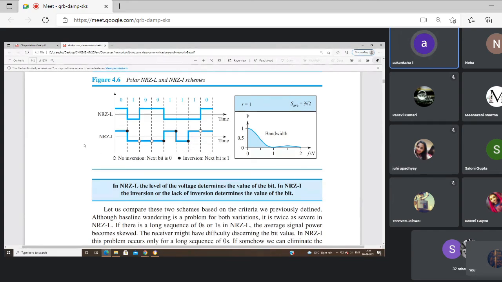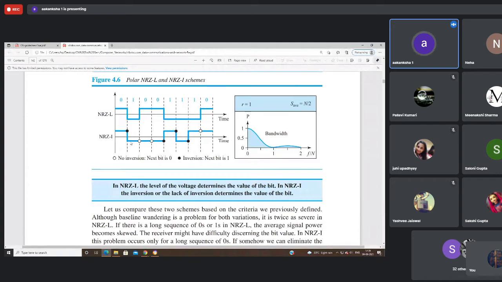So NRZI is less affected by the synchronization scheme, or it has fewer synchronization problems because it is kind of self-synchronized.